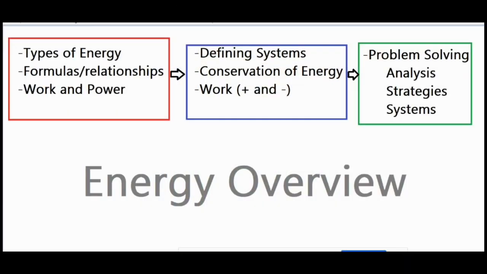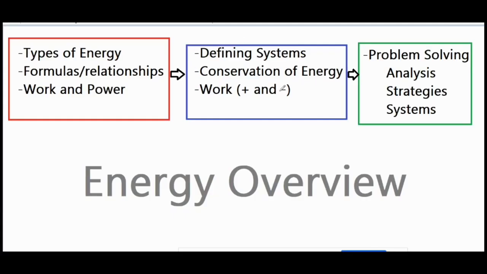I'll be doing an energy overview useful for AP Physics 1, but any high school level physics class or introductory level college classes as well. We're going to be taking a look at all the different types of energy, the different variables and concepts related with all those different types of energies, taking a look at different relationships within each of those formulas, and then taking a look at how work and power are related to all of those things and one another.